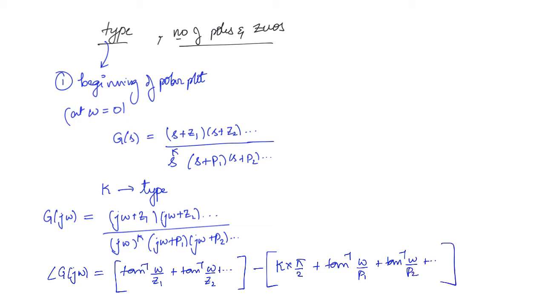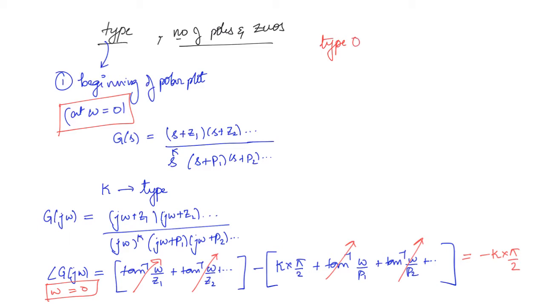Now if you observe, at omega equal to 0, that is at 0 frequency, what will happen to the phase? All these tan inverse terms will become 0. What is the only term that is remaining at omega equal to 0? This is only for 0 frequency, don't get confused. So at omega equal to 0, the phase will just be minus k into pi by 2. This means that the phase at the beginning of the polar plot will simply be minus k into pi by 2.